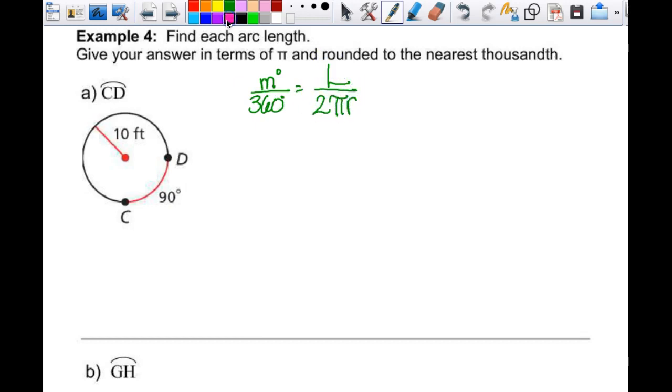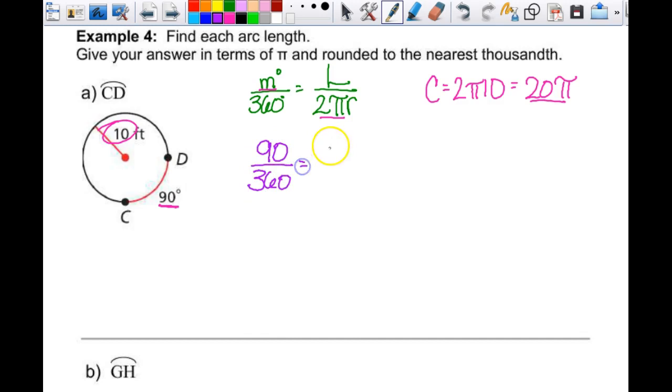So I'm looking for the length of arc CD. I need the measure of arc CD. Do I know that? Yes, it's 90. The radius is 10, right? So I need the circumference. I'm going to come over here, and my circumference is 2 pi r, so it's 2 times pi times 10, which is just 20 pi. So now I have the 20 pi, which goes here, and I know they gave me the measure, which goes here, and I can substitute it in, all right? So this gives me 90 over 360. That's equal to the length over 20 pi.